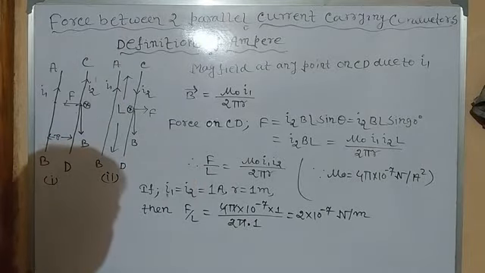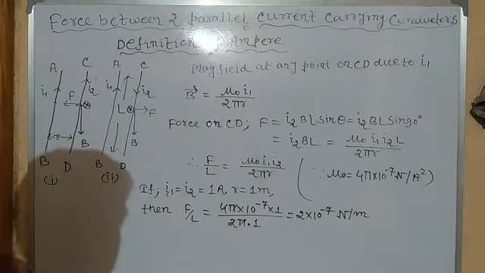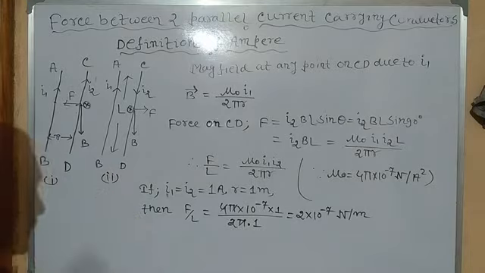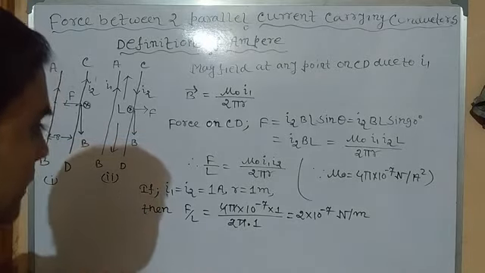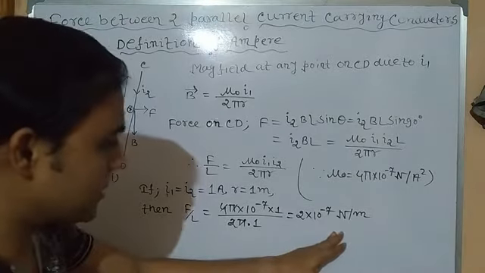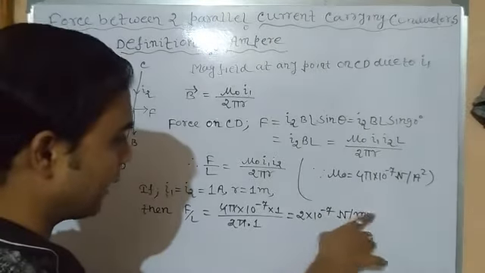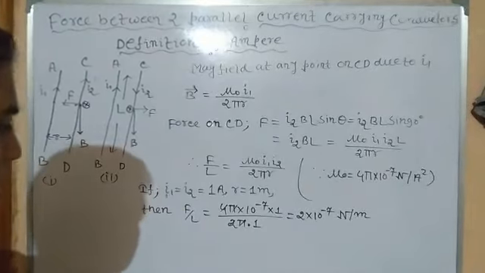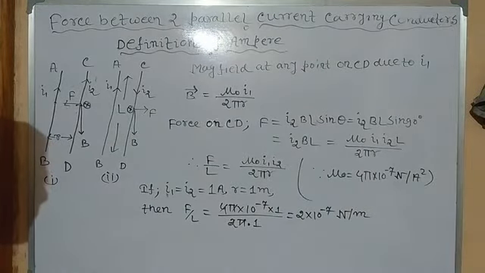What is that? It means if two parallel current carrying conductors are separated by 1 meter in vacuum, and if they exert a force of 2 into 10 to the power minus 7 Newton per meter on each other, then that current is called 1 ampere. Again I am repeating the definition of 1 ampere.